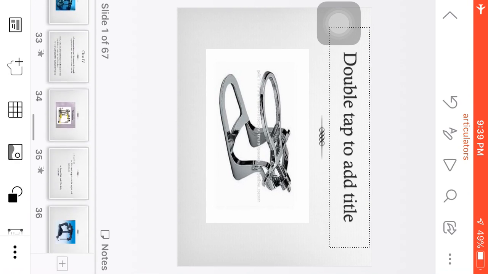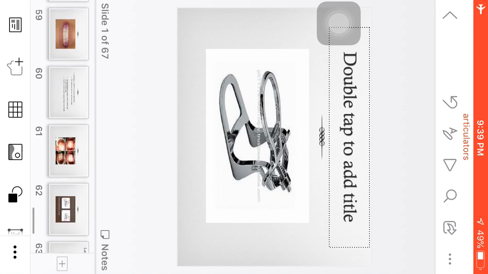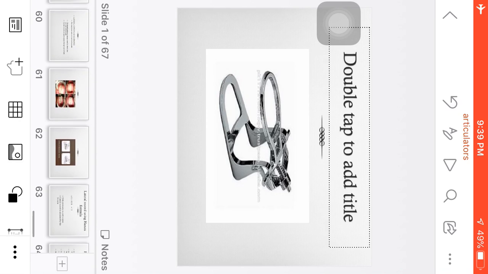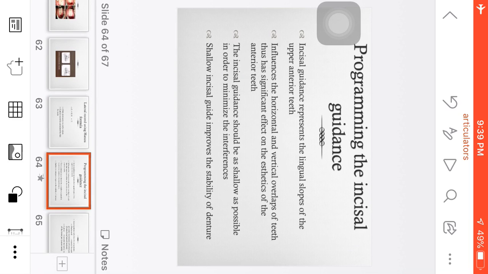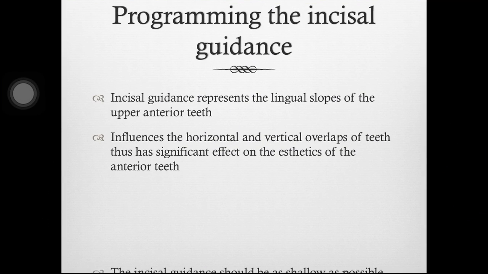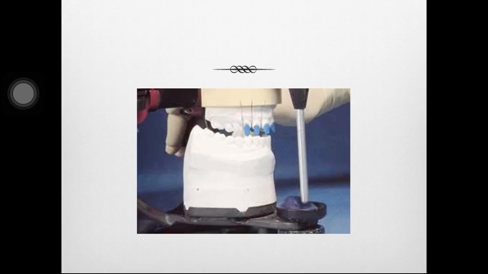So we are discussing the programming of articulators and incisal guidance. So this is the fabrication of a prosthesis underway over the articulator.